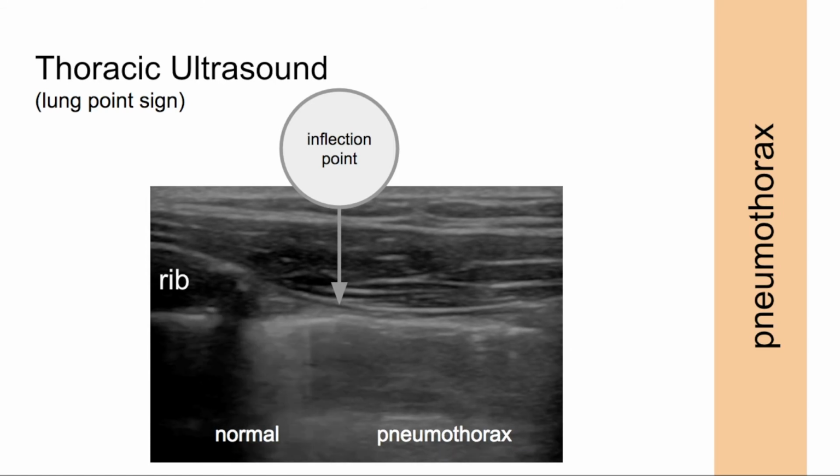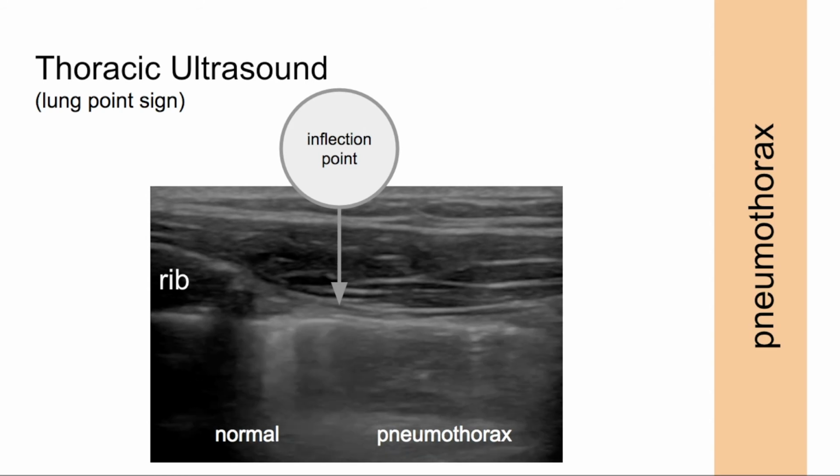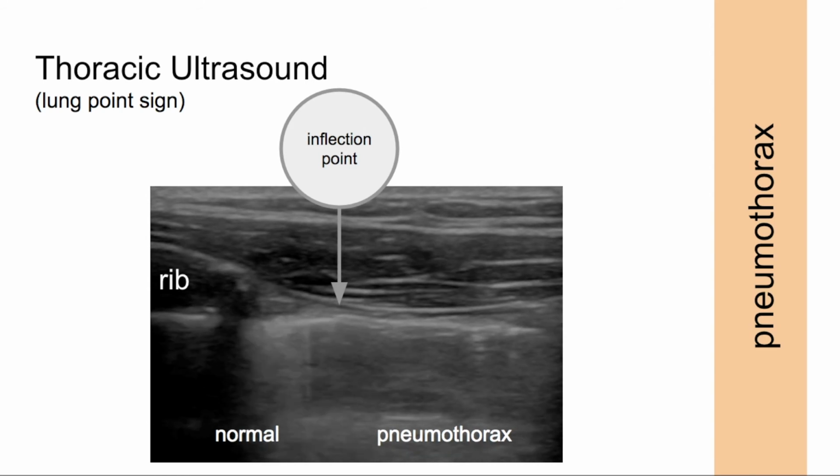Lung point sign is the inflection point of the pneumothorax. Here is the point where lung sliding and no lung sliding can be appreciated. You can see the comet tail artifacts coming down on one side, but not on the other.